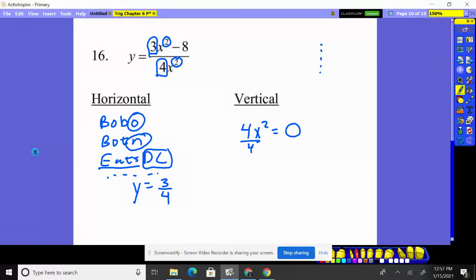Well, you should be able to see x is 0, but if you can't, take the square root, you get 0. That's where we're going to have, in this case, on the y-axis, a line at x equals 0, and then the graph will be approaching it.